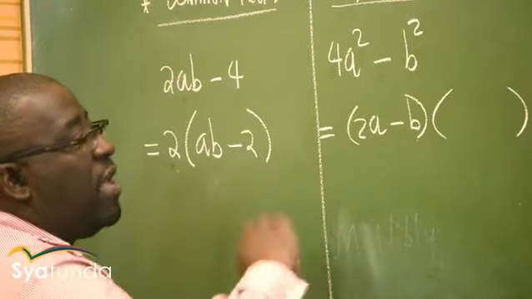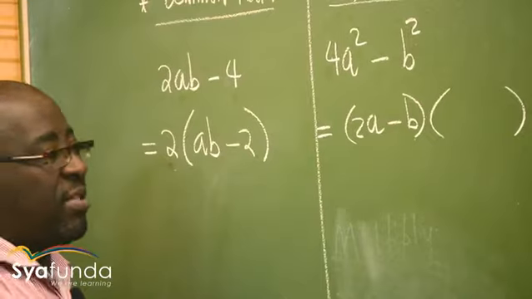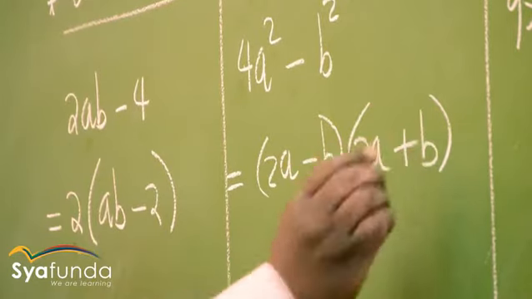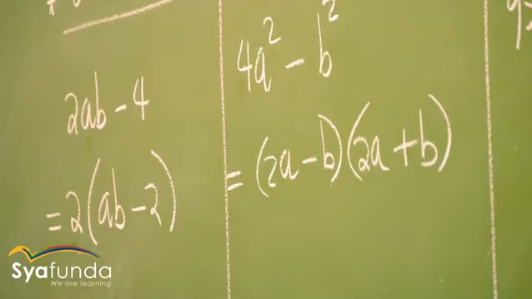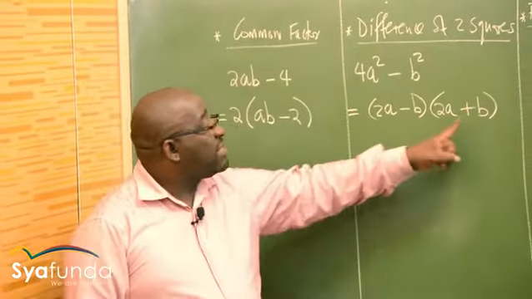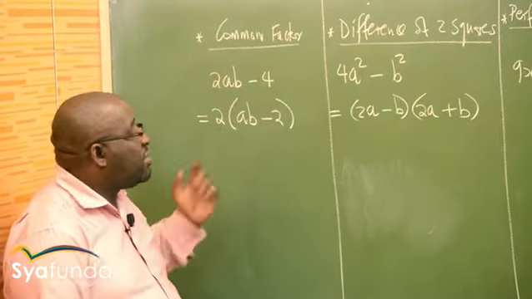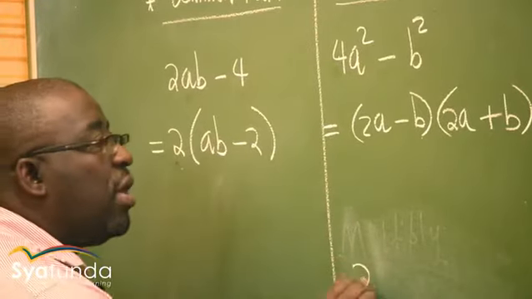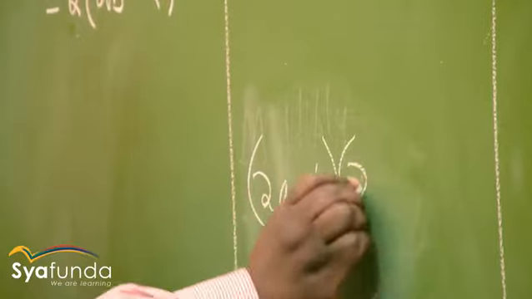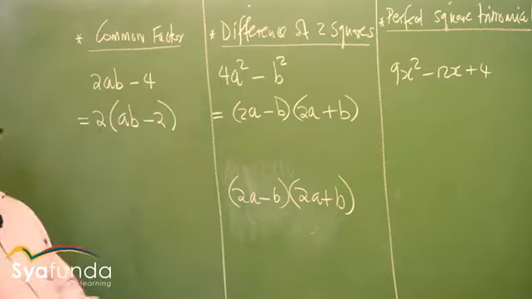Now, go to the other bracket. You write the same thing, except that the sign there will change into positive. So this will be 2A plus B. This is how you simply treat a difference of 2 squares. Remember this and one thing only. When I multiply this, we must get that as it is, as we did in this example on this side. Let's try it. Suppose we've got 2A minus B. We multiply it by 2A plus B. Let's see if we are going to get that solution.